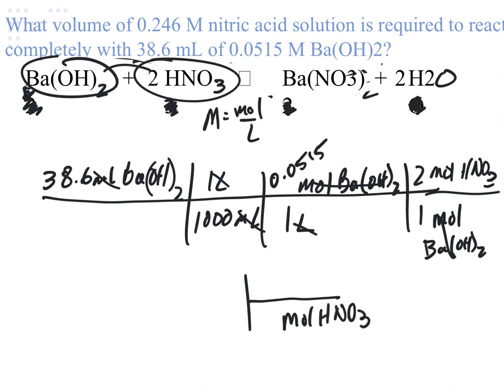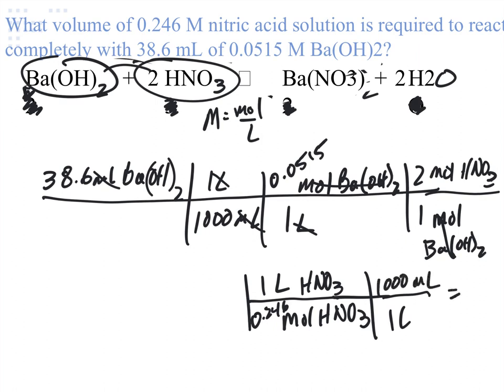And using my molarity as moles over liters, I can change that by using my 0.246 moles of HNO3 is 1 liter of HNO3. Now I could change this back to milliliters. I guess I'll go ahead and do it. Why not? But they're going to end up canceling out anyway. 1 liter is 1,000 mL. And that would give me my answer. I know that's a mess. I'm going to show you guys a prettier version.